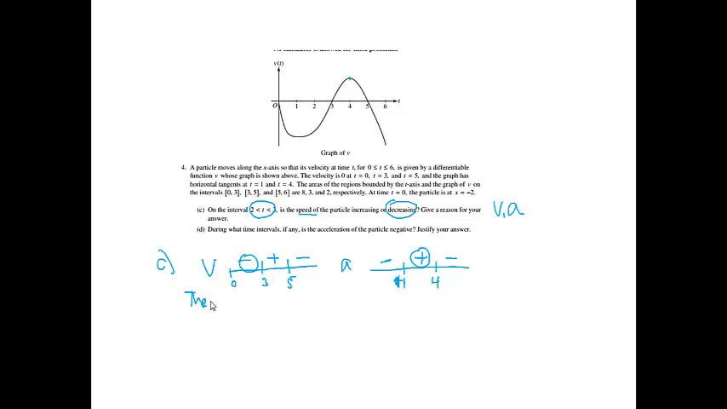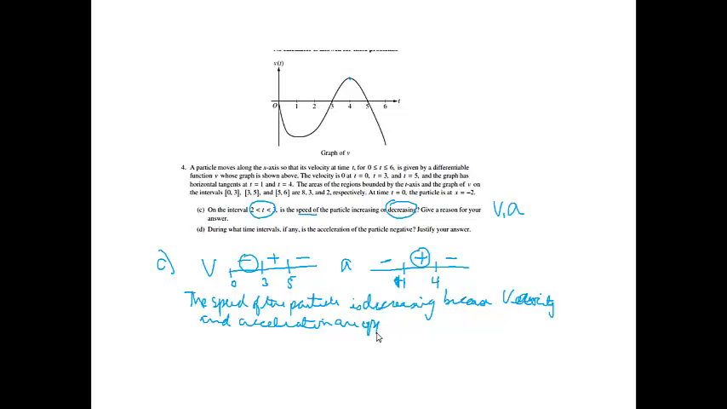So I will say the speed of the particle is decreasing because velocity and acceleration are opposite signs. Okay, that's really all I need to say about it. All right, that was worth just 1 point. You either got it or you didn't.